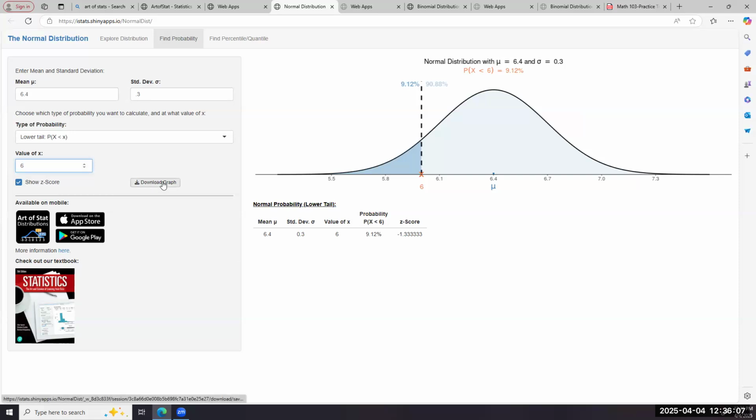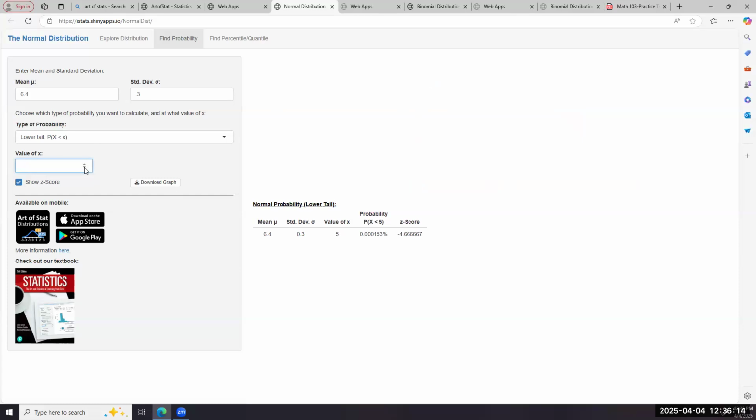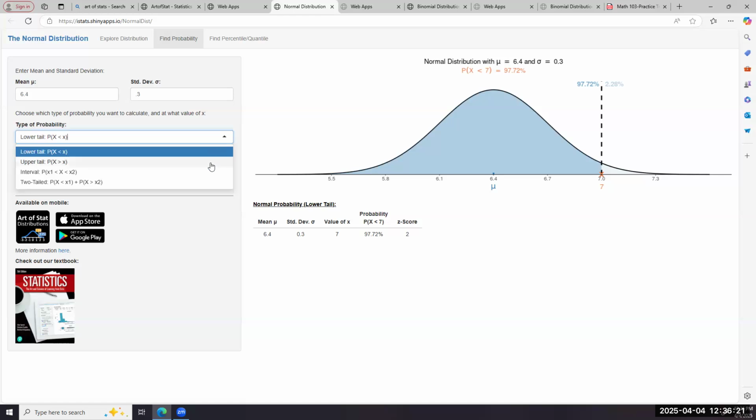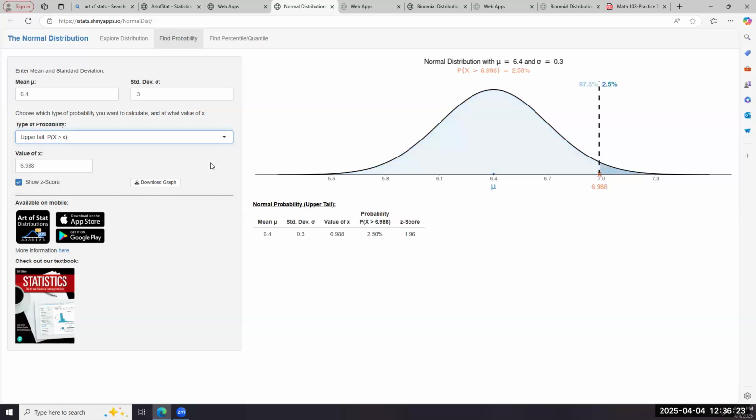Now we go to the 7. So we change this one into the 7. Do it manually, 7. But you want it to be greater than, it's the area to the right. Greater than, you see, area to the right. So that gives you 2.5%. So in this case, this is going to be 2.5%. Okay, so that's the second case.